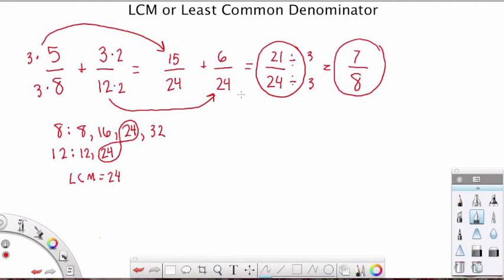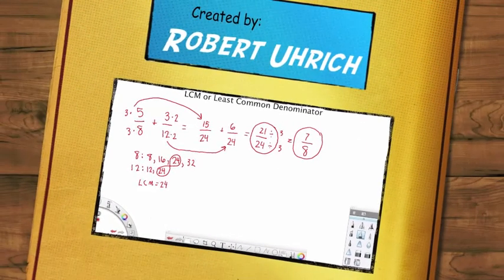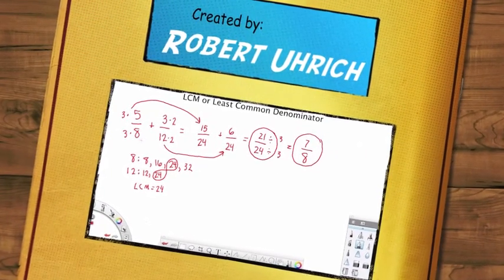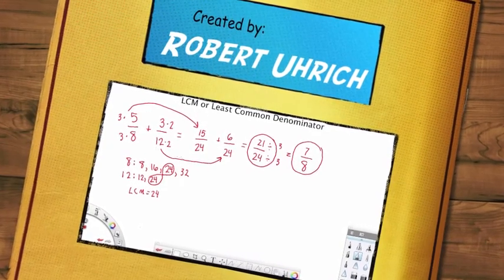So a real practical application or use for finding our least common multiple is when we add and subtract fractions, because we need to get the denominators to be the same. And that's all.